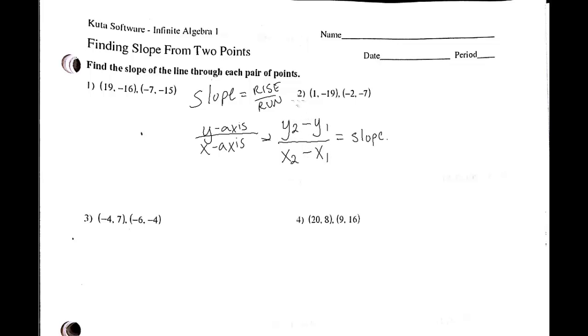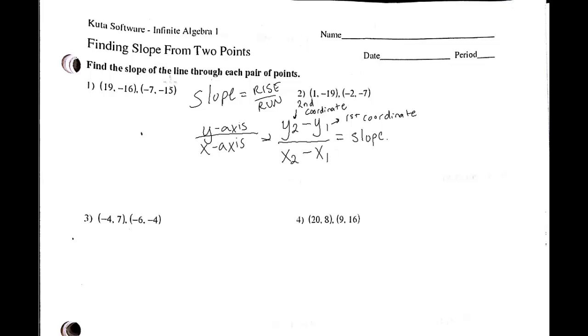The reason it's denoted like this is that the 2 means it's the y value from the second coordinate, and the 1 means it's the y value from the first coordinate. And the same for the x on the bottom: the x value from the second coordinate minus the x value from the first coordinate. So let's go back to our example here.